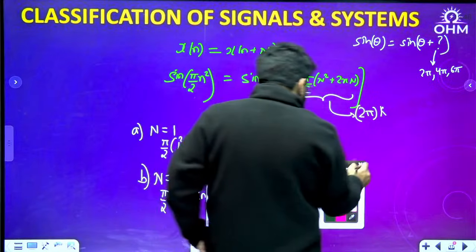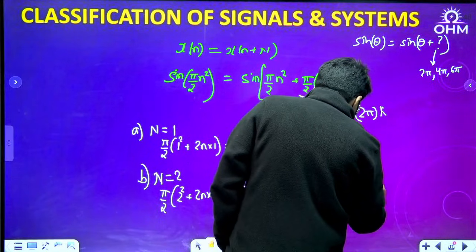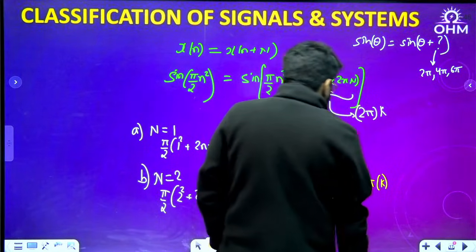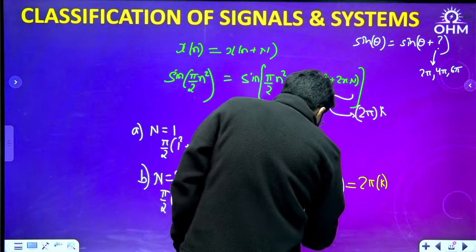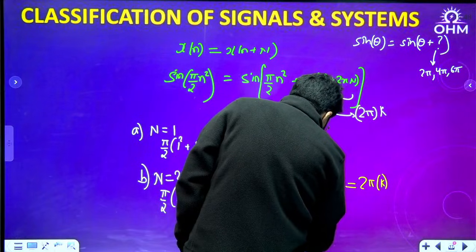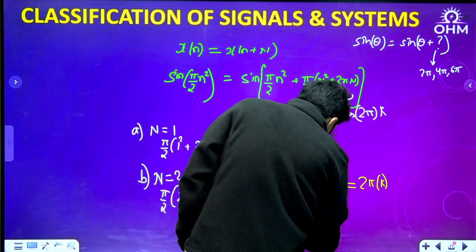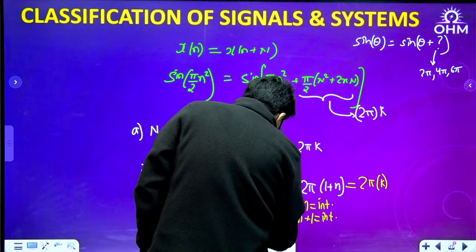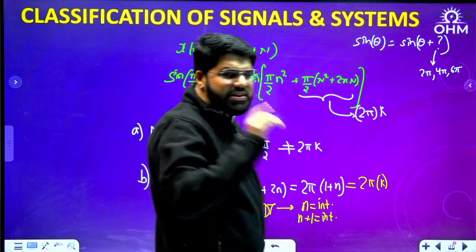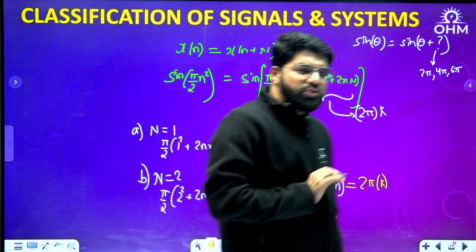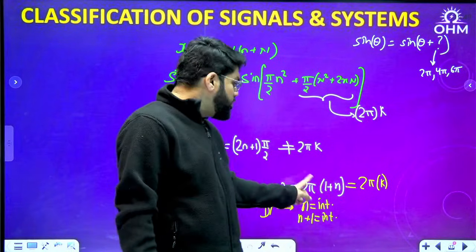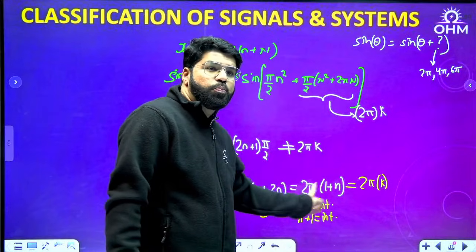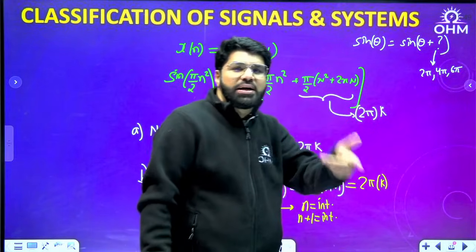Now, see dear, this is actually 2 pi into k. This is actually an integral multiple of 2 pi. Why? Because n is an integer, so n plus 1 is also an integer. In the DT domain, the time is always integer valued. So if n is integer, n plus 1 is the next integer. And what are you going to get here every time? 2 pi into some integer. That means multiple of 2 pi.